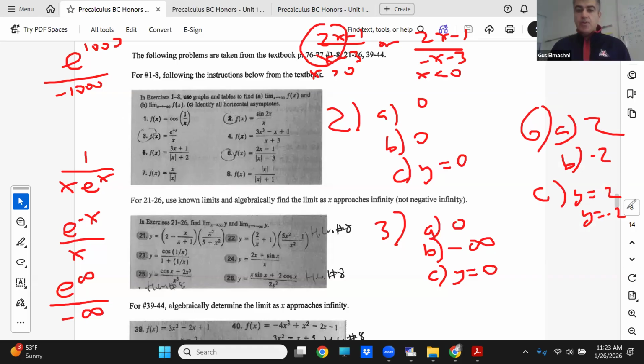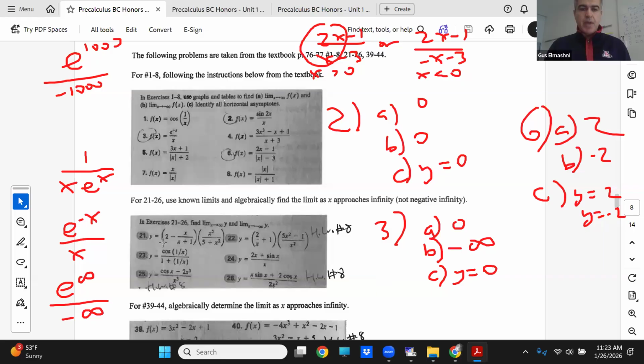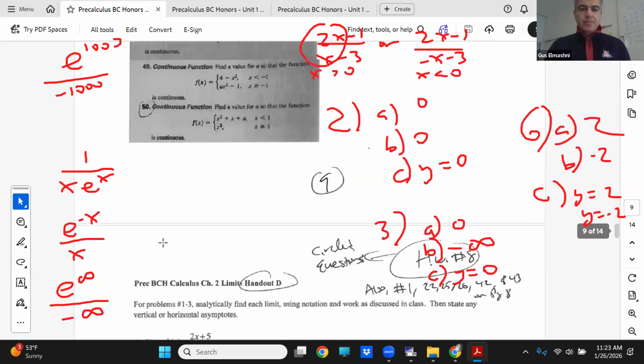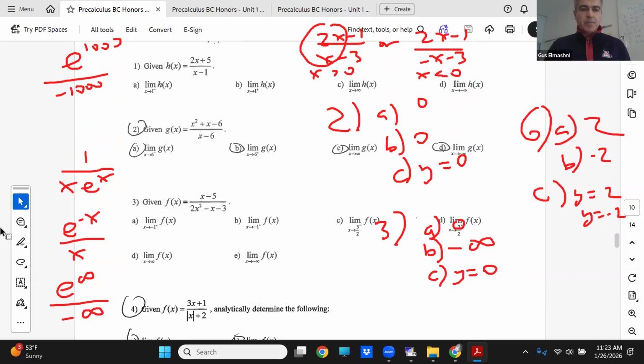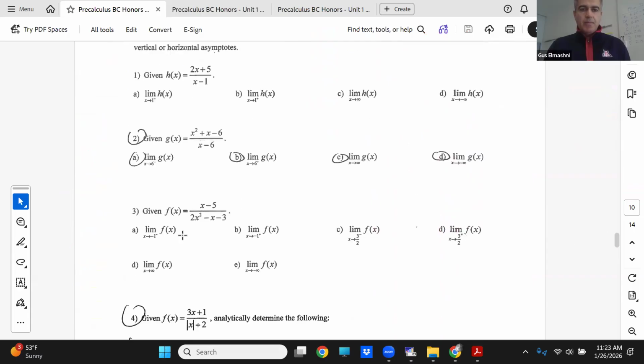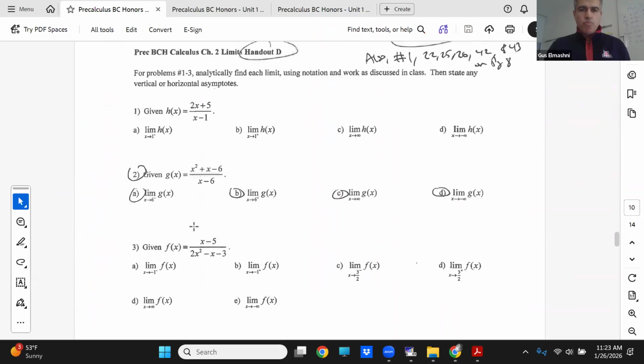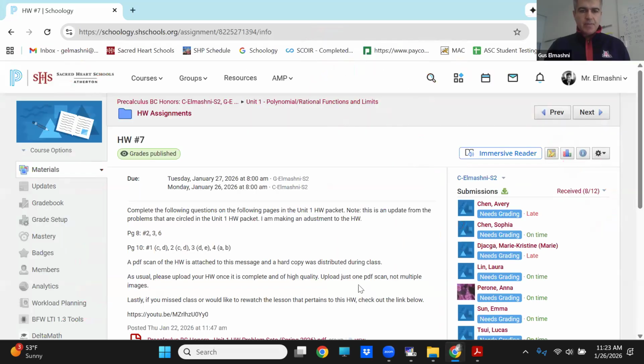Okay. And then I assigned those three for sure. Then I also assigned page 10, numbers 1, 2, 3, 4. So let's do that. And then that should be the homework. Hopefully the homework was manageable. Okay. So page 10. Number one, hold on, let me double check. Yeah, number one, CD, two CD, three DE, four AB.